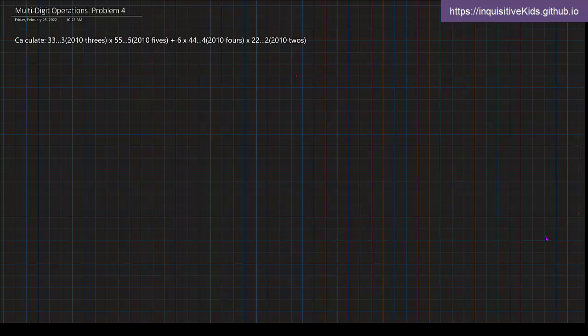So let's get started. Calculate 2010 ones times 2010 threes plus 6 times 2010 fours times 2010 twos. Wow, that's seriously a lot of numbers. But just like last time, when you see addition and multiplication, it means we have a distributive property going on. So let's see what we can factor out.